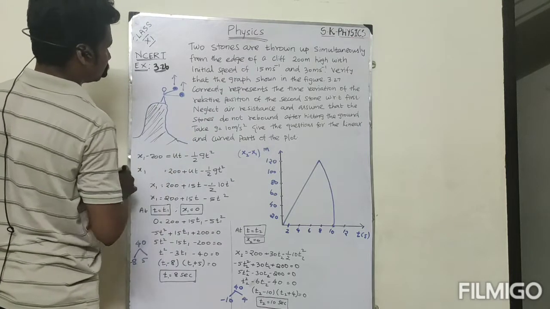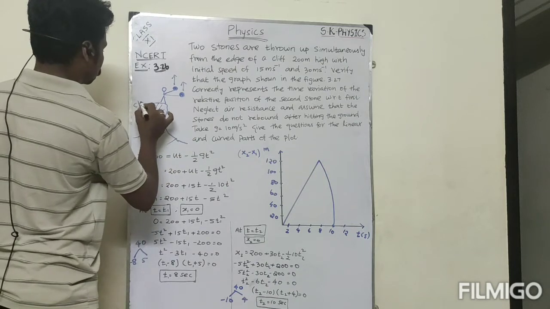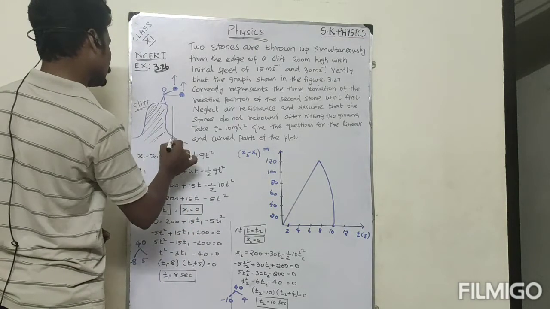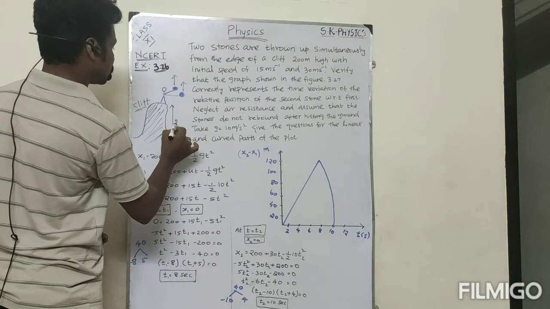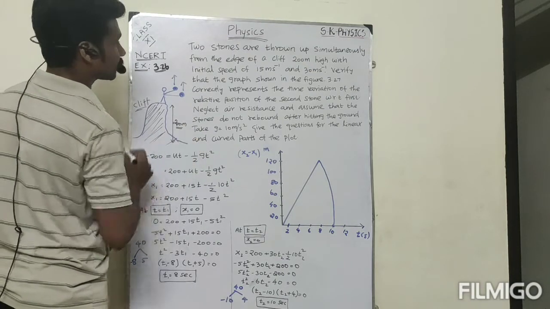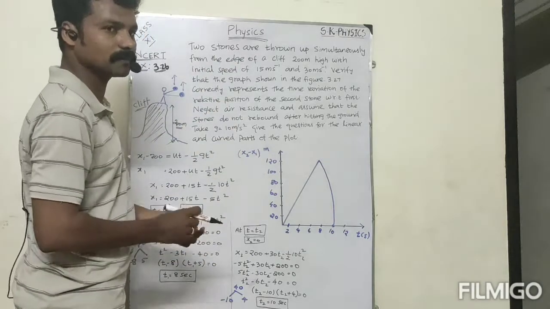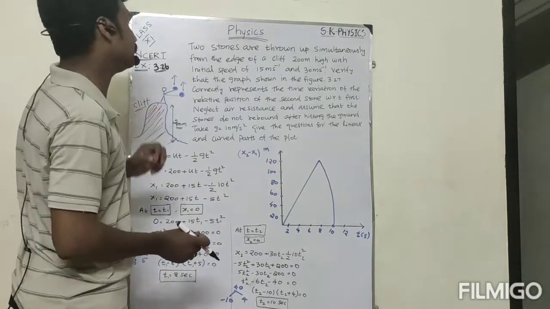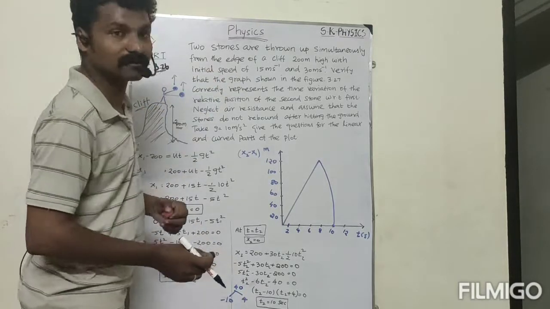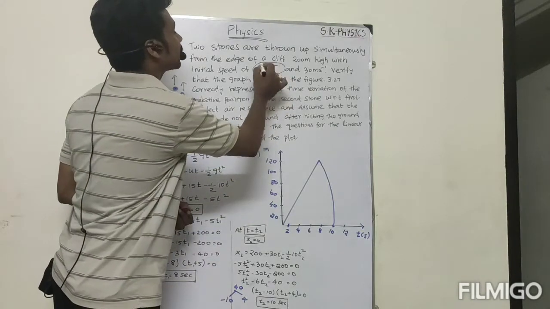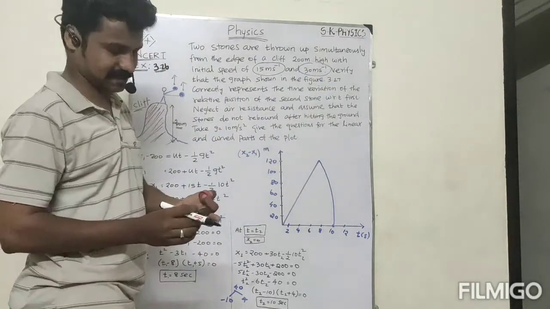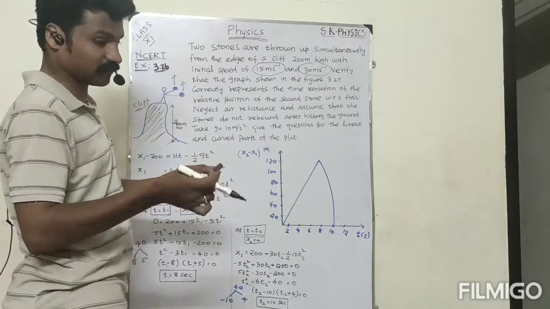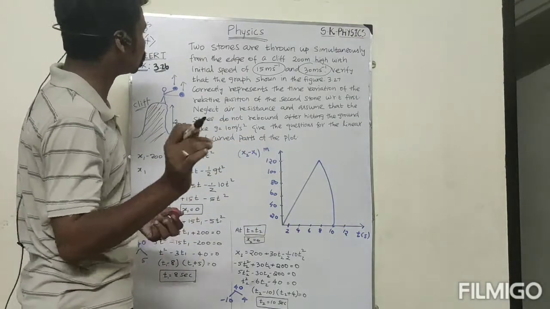It is a cliff. Okay, so the cliff height is given from the ground. The cliff height is 200 meter. See that? Two stones are thrown up simultaneously from the edge of the cliff, with the initial speed of 50 meter per second and 30 meter per second. So for the red coin 30 meter per second, black coin 50 meter per second, let's say we take.